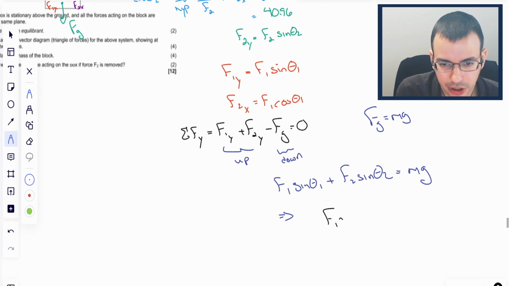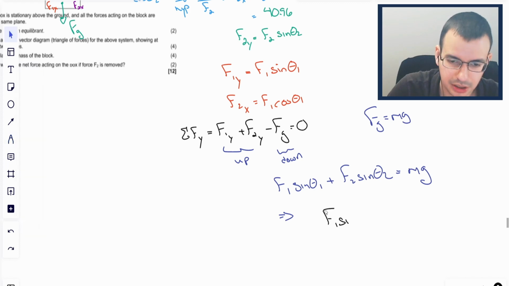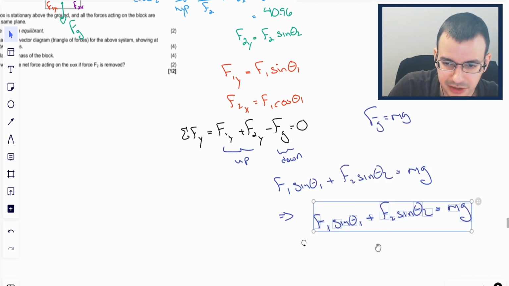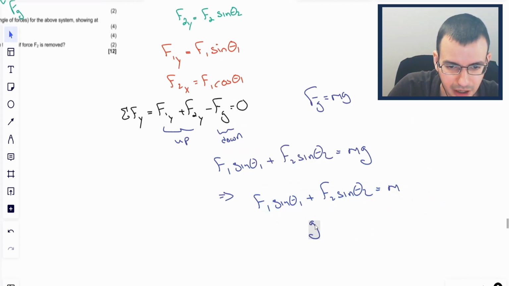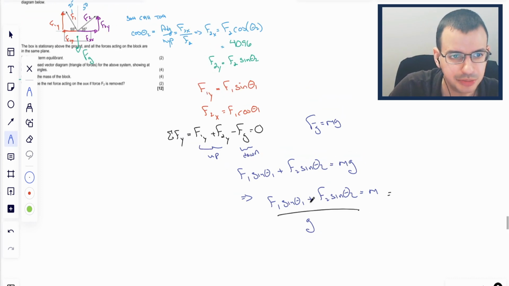So it's going to be F1 sine of theta 1. You're right, I'm going to cheat and just copy and paste. Not fair, but it is convenient. Often cheating is convenient.